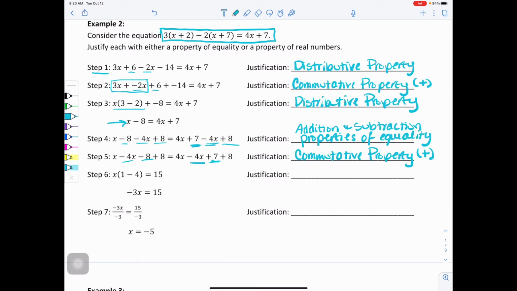At the next step, you see something similar that happened in step 3. To show our like terms, we put the x minus 4x and we take out the x by doing reverse distributive property so that we can combine our like terms. So this is distributive property.